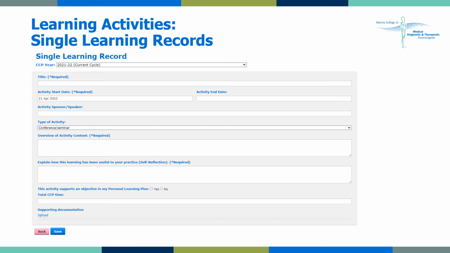The type of activity field allows you to choose from a drop-down list that includes a wide variety of options, including conference seminar, structured course, lecture presentation, participating in training, and journal article review. In the overview of the activity content field, give a short description of what the activity involved. Document a general outline of the subject or situation.